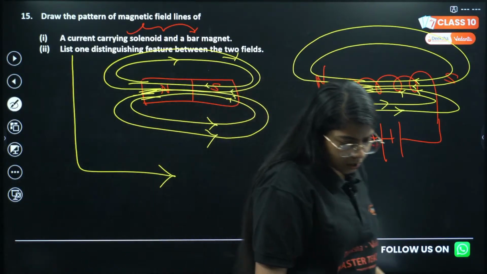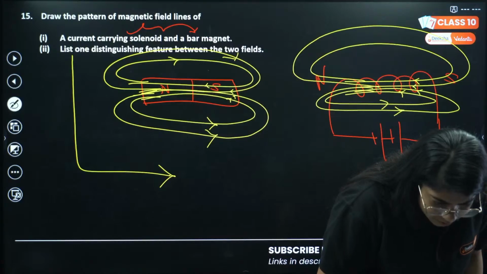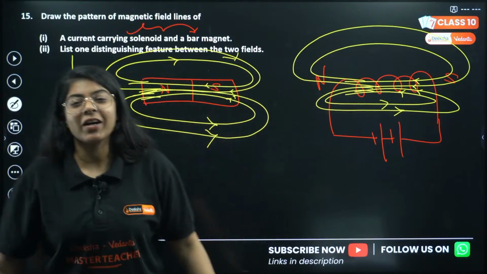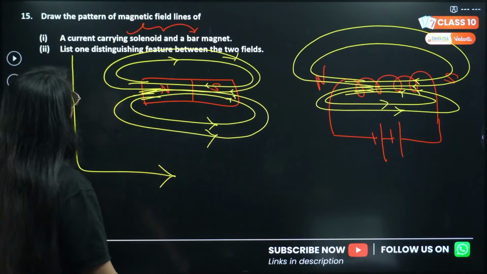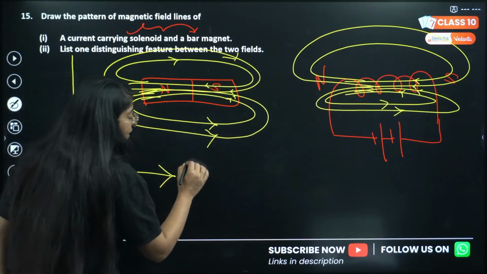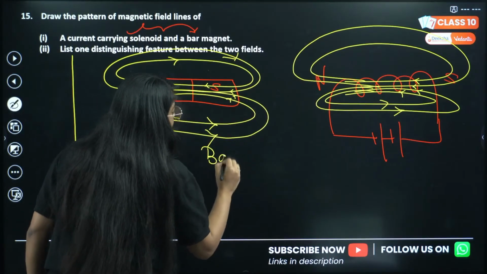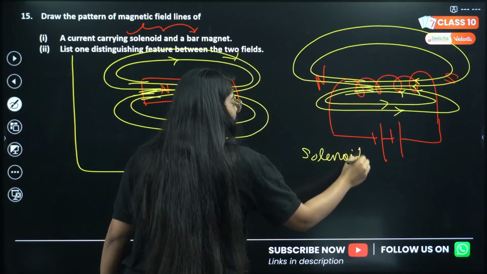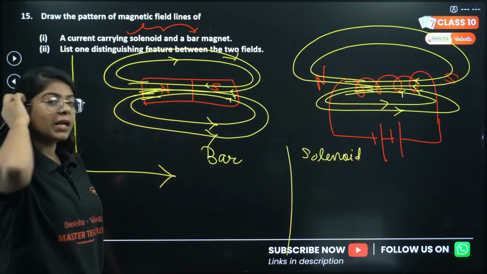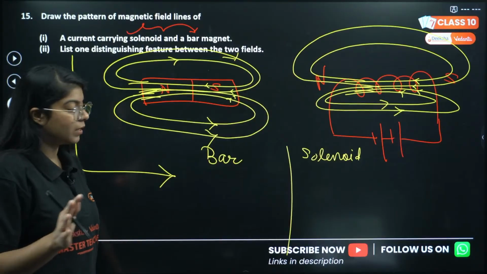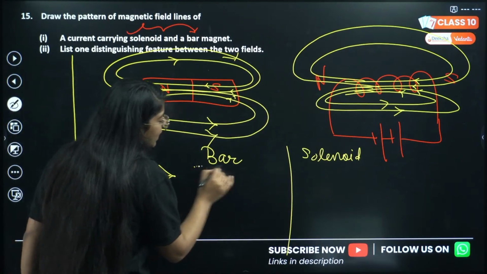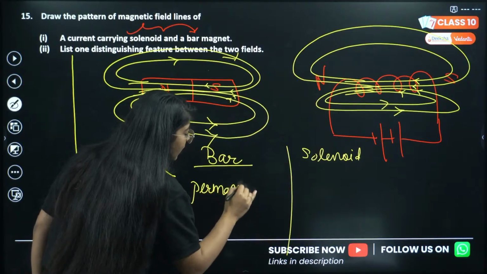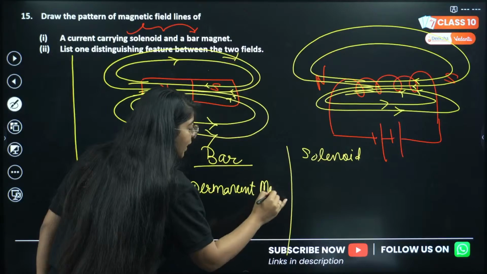Now this, well, you let me know. Okay, so two distinguishing features between these two fields, the field due to bar magnet and solenoid, correct? Now this is a very important question that you should remember. It has high chances of coming in the paper, correct? Now in case of bar magnet, it is a permanent magnetic field, correct? The magnetic field is permanent.